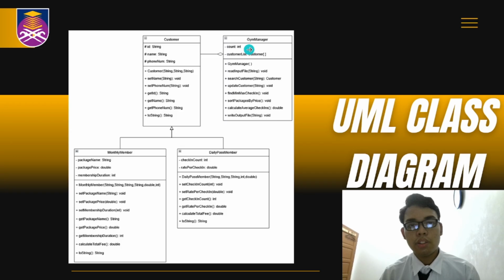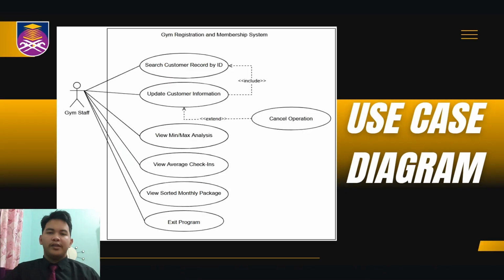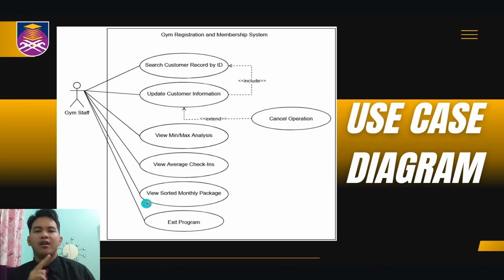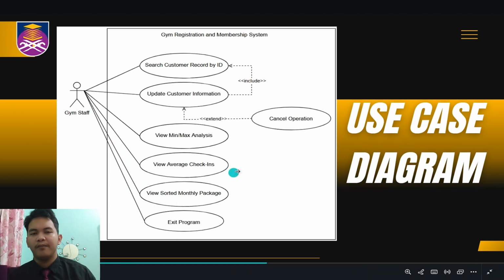So this class has the aggregation relationship with the customer, which means it holds an array list of all gym customers. Next, this is our use case diagram. The system has one main actor, which is the gym staff. The gym staff interacts with 6 core functional use cases, which are search customer record by ID, update customer information, view min-max analysis, view average check-ins, view sorted monthly packages, and exit program.